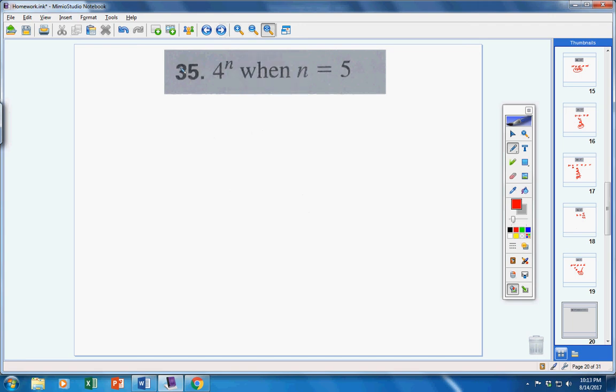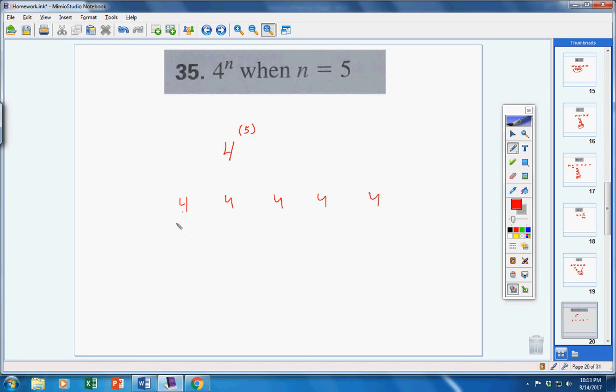Evaluate the expression for the given value. So now we're taking what we learned yesterday and applying it to these problems with exponents. So I have 4 to the n power. And look what I do, guys. Every time I make a substitution, I use parentheses. That's a very good habit to get into. So I have 4 to the n power, n equals 5. I put a 5 where the n is, so 4 to the 5th power. So write the 4 5 times.